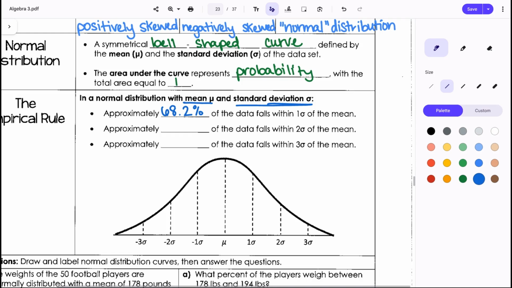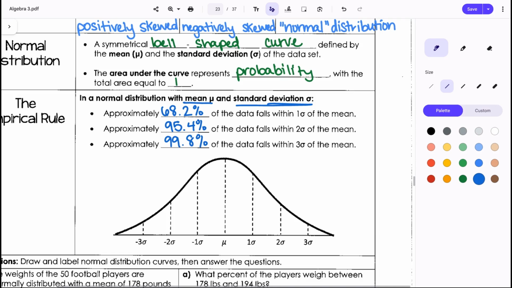68.2% of the data is going to fall within 1 standard deviation of the mean. Okay, and then the next one is approximately 95.4% of your data is going to fall within 2 standard deviations of the mean. Again, this is just parameters of if you know your mean is like 100 and you had a standard deviation of like 5, then you know that most of the data is going to be in this range surrounding 100. And then approximately 99.8% of your data is going to be within 3 standard deviations of the mean.